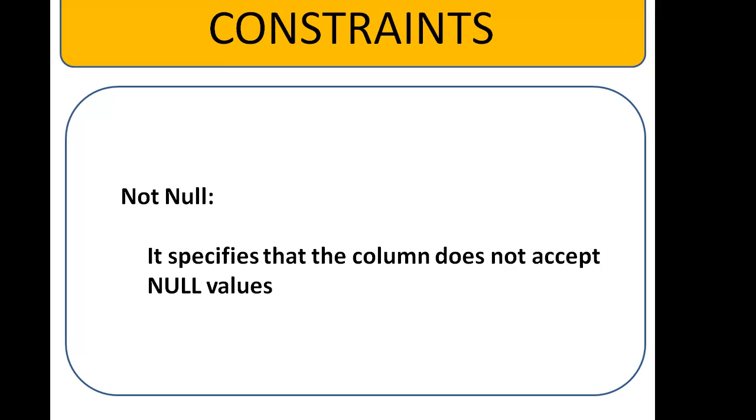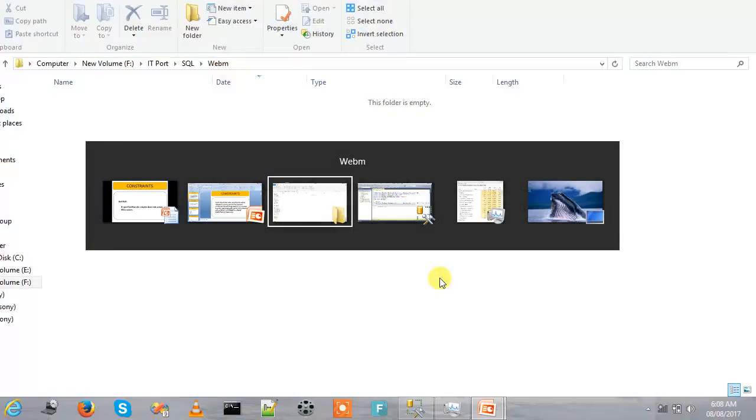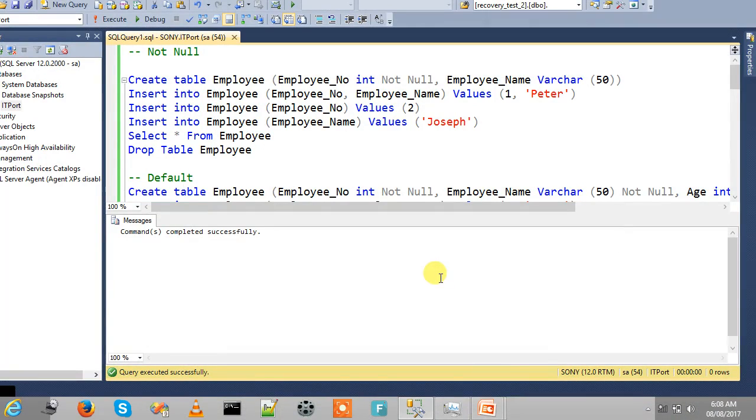First, not null. It specifies that the column does not accept null values. So it defines the rule whether the column should accept nulls or not. So this is the first constraint, the not null constraint. A simple example for this: I'm going to create one table, CREATE TABLE employee with employee number integer not null and employee name. Here we didn't mention the not null constraint.